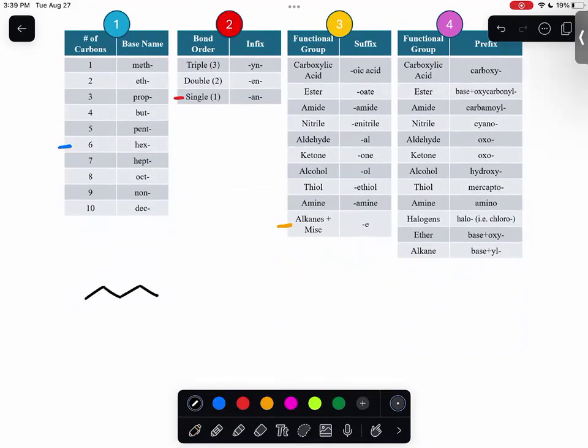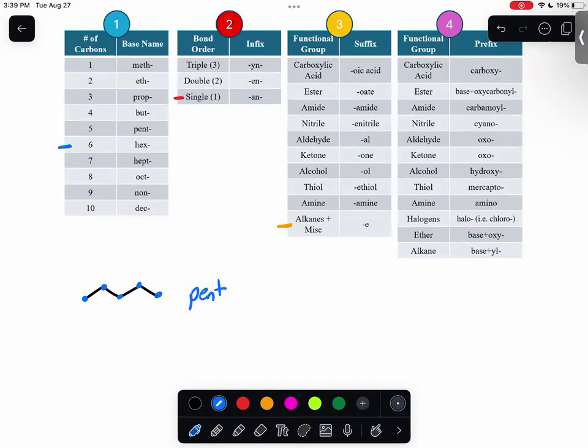So for this compound, once again, we're going to start by looking at how many carbons are in this main chain. And here we see that there are one, two, three, four, and five. And so if we look up here on our chart, five carbons starts with the base name of pent. So that's P-E-N-T. So there's our base name.